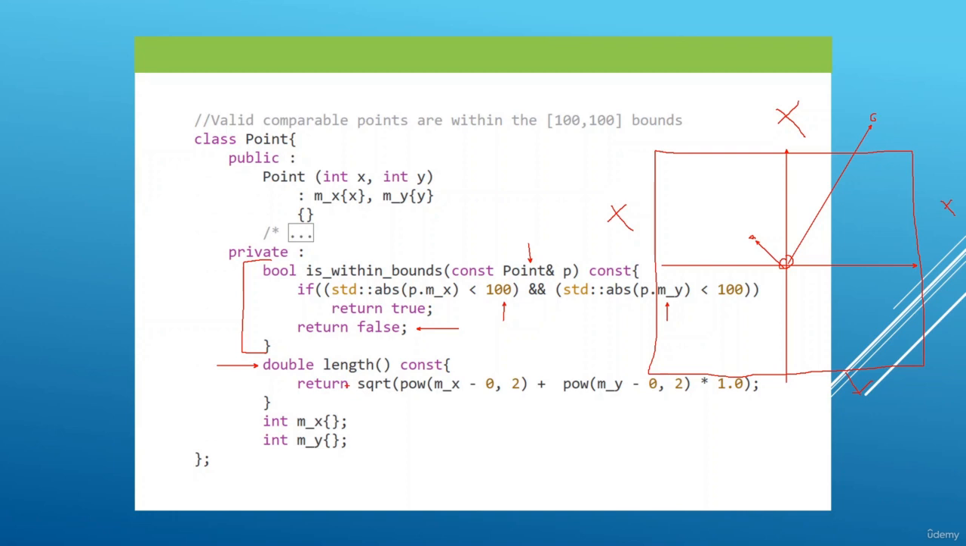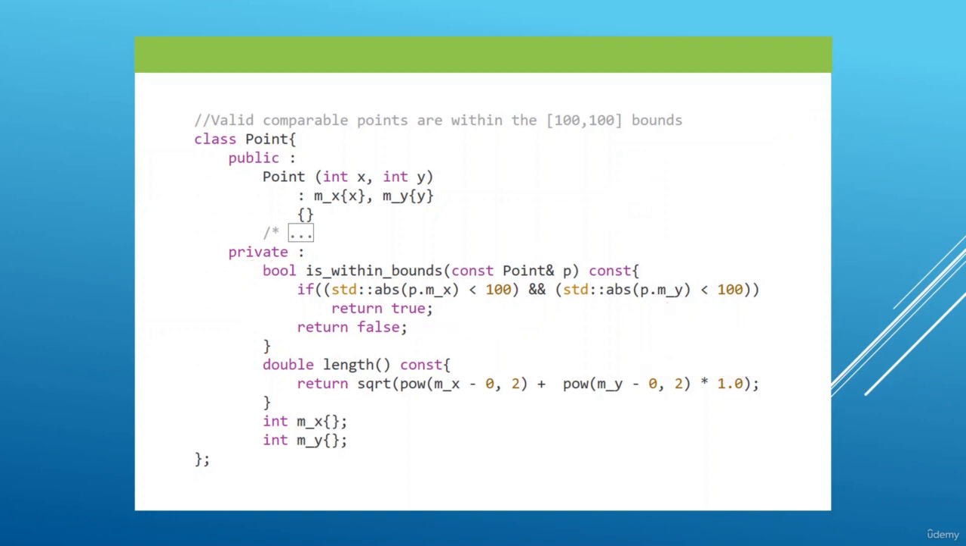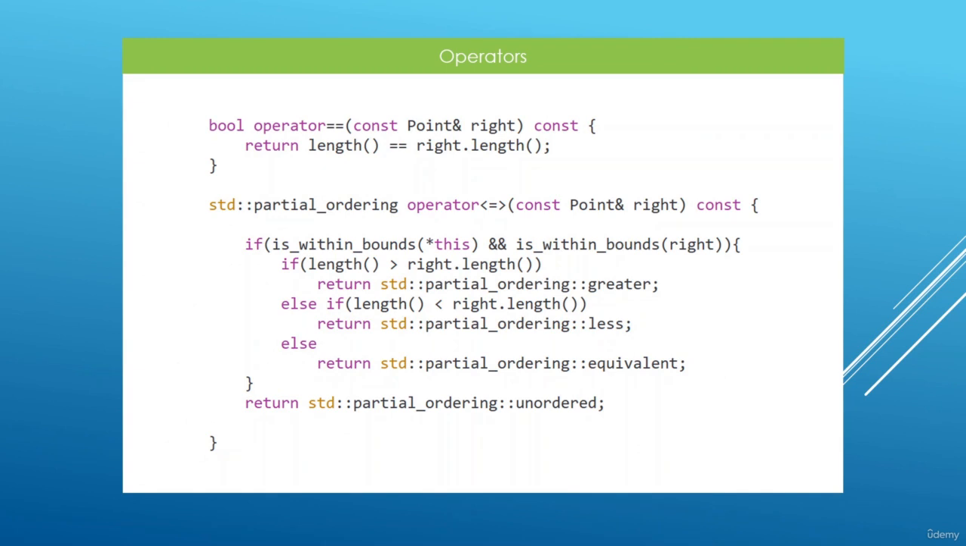So once we have this set up, we can set up our class to do what we want. So we're going to set up a three-way comparison operator. And the first thing the three-way comparison operator is going to do is to check if the point is within bounds. And we're going to look at the current point, and we're going to look at the other point that we want to compare to. If they are both within bounds, we know that we can compare them.